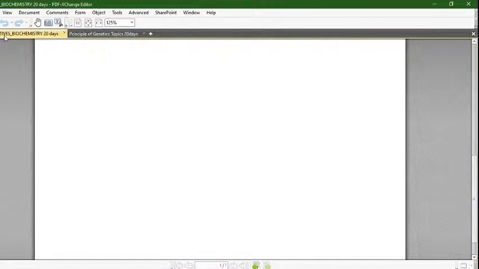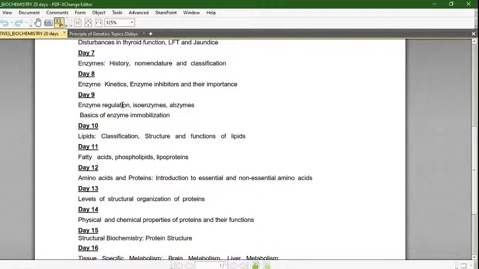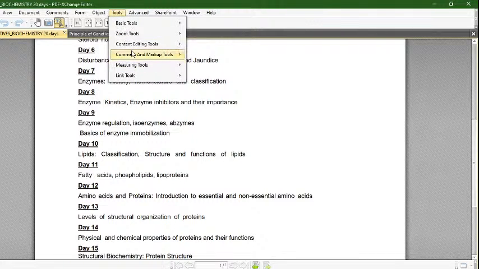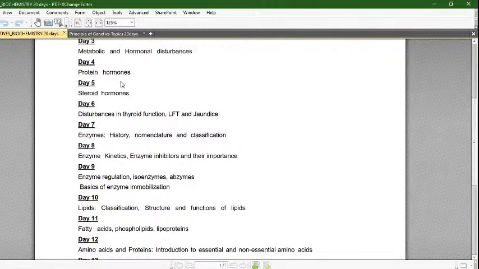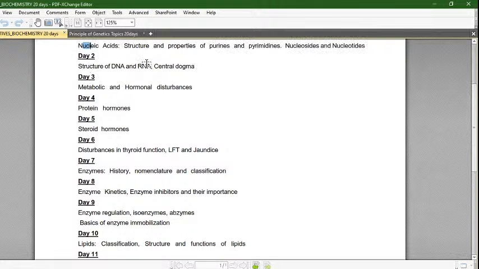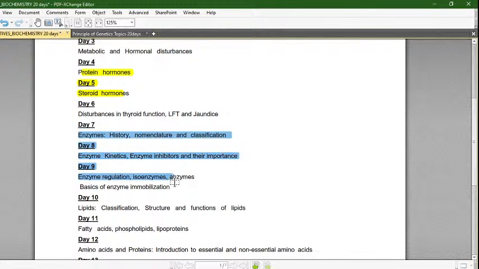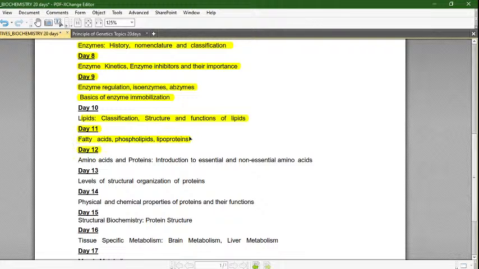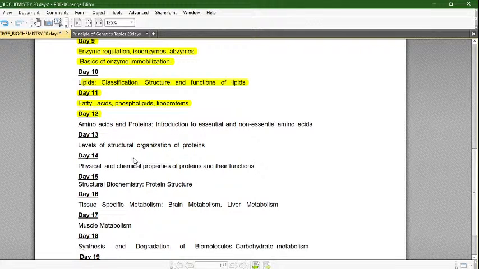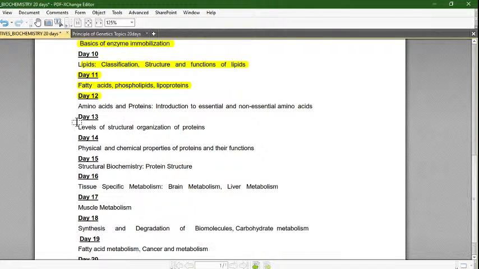So yes, yesterday we completed these things. We have covered enzymes. We have done nucleic acid structure, structure of DNA, protein hormones, steroid hormones. Then we covered enzymes. After it, lipids we have done: fatty acids, phospholipids. This is your homework. We also did the protein part, the structure of proteins basically. So all these 3 days we have to do proteins only.